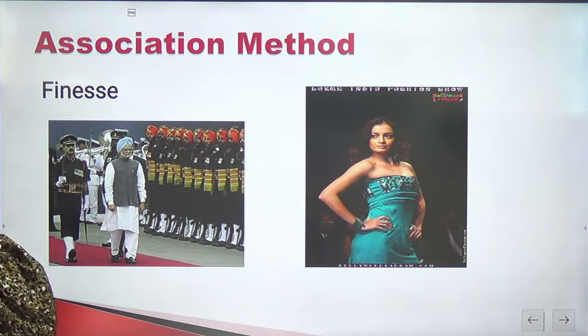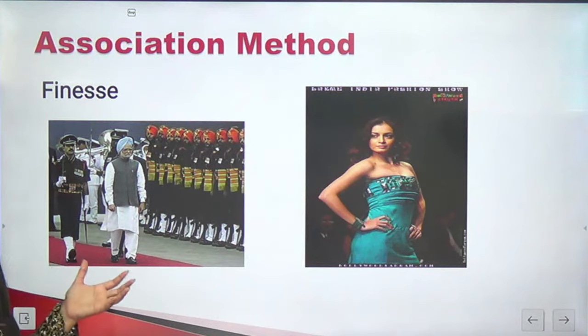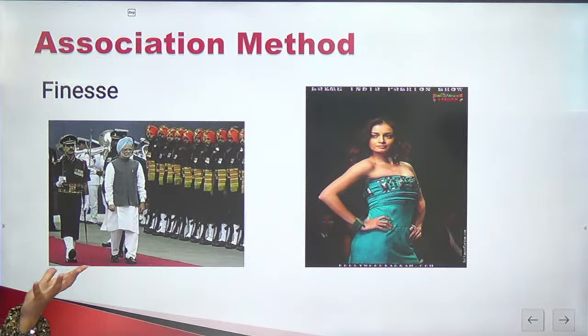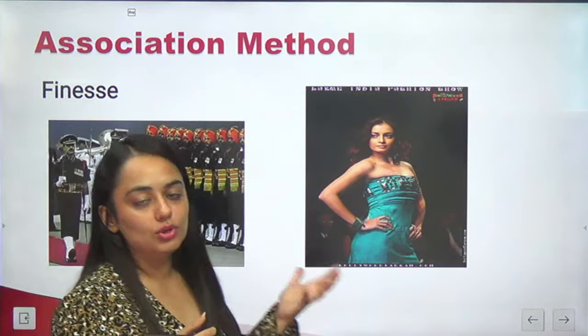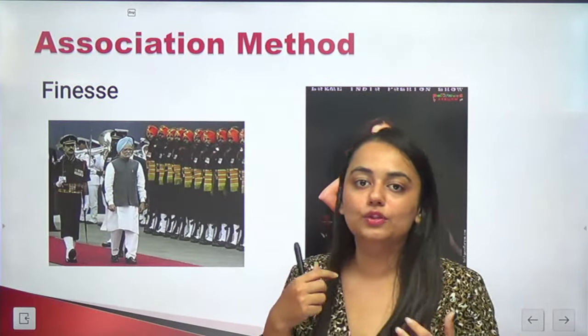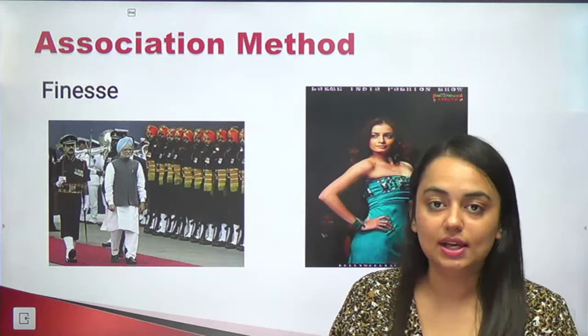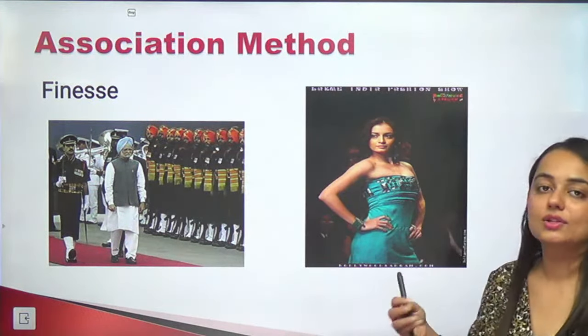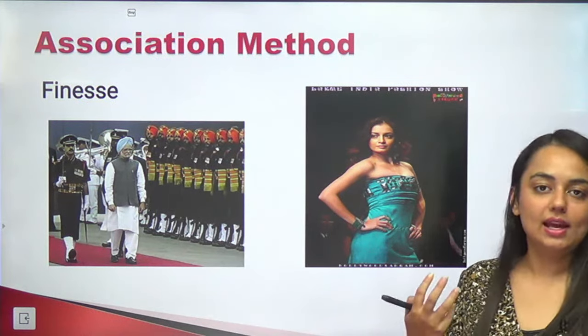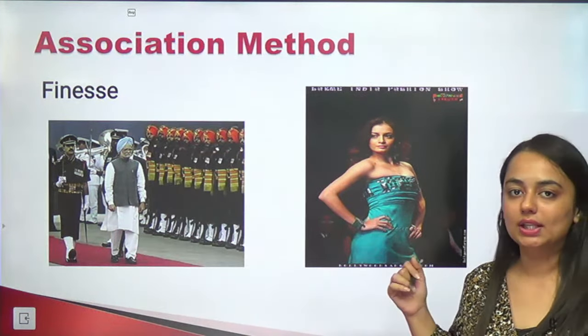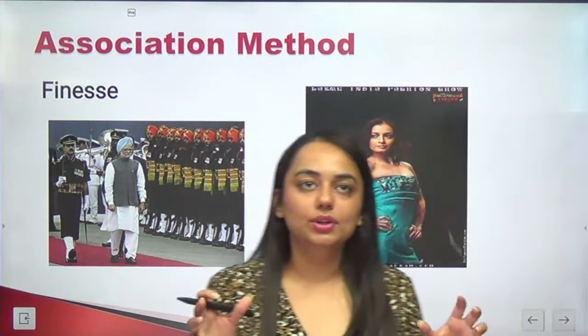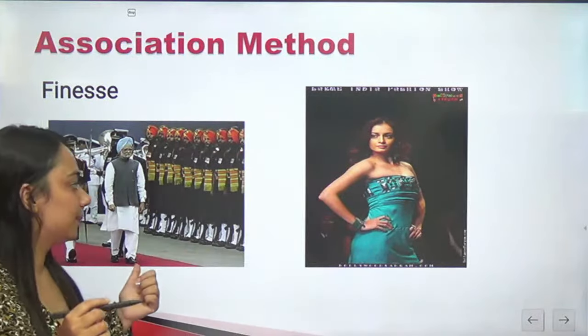Manmohan Singh was known for skill in handling a situation, or manipulation of a particular situation. He was the one who improved our economy in 1991, right? In the early 1990s, we can say. And Diya Mirza is known for her grace and elegance. So just by remembering these pictures, you're going to remember the meaning of the word finesse.